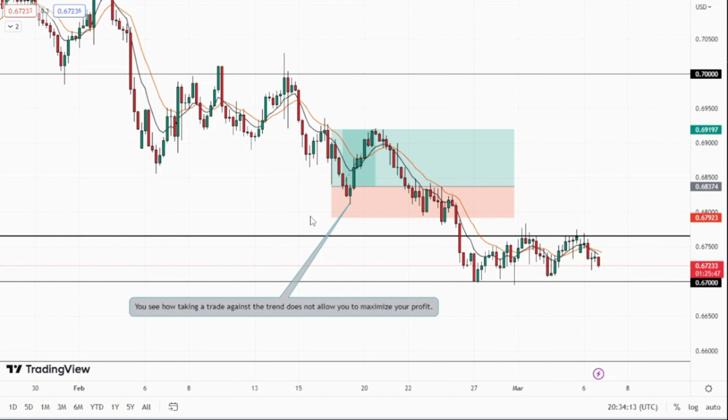This is the same level here but a different trade. In this case, we are seeing it through the eyes of a person who does not know how to read market structure. You see how taking a trade against the trend does not allow you to maximize profit. A trader just takes a buy because he sees a pin bar here on a significant level. It hits his first take profit level here, and probably his second take profit level is here because of the significant moves that price made from these levels.